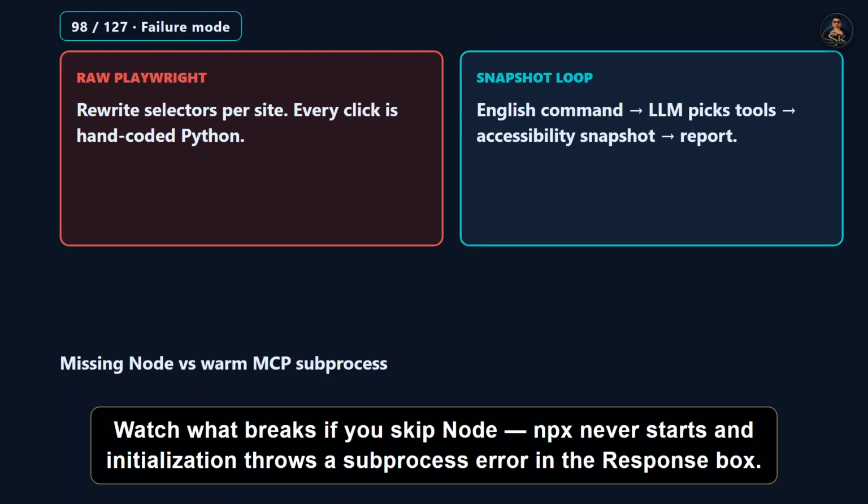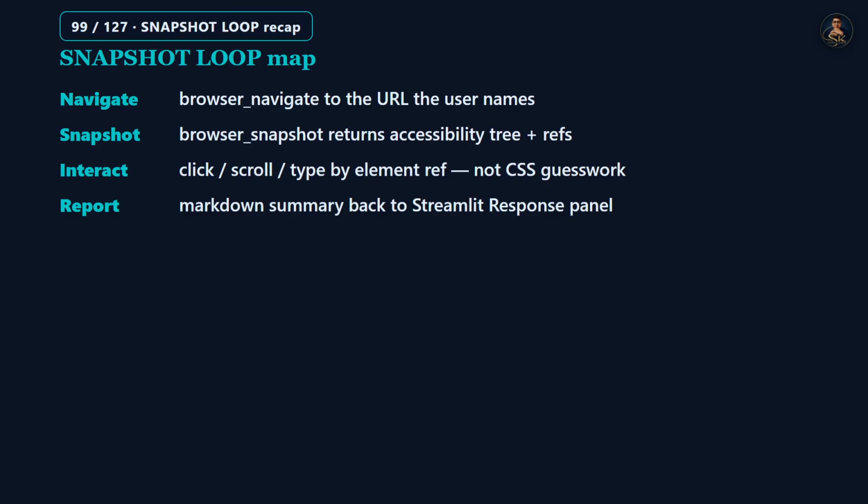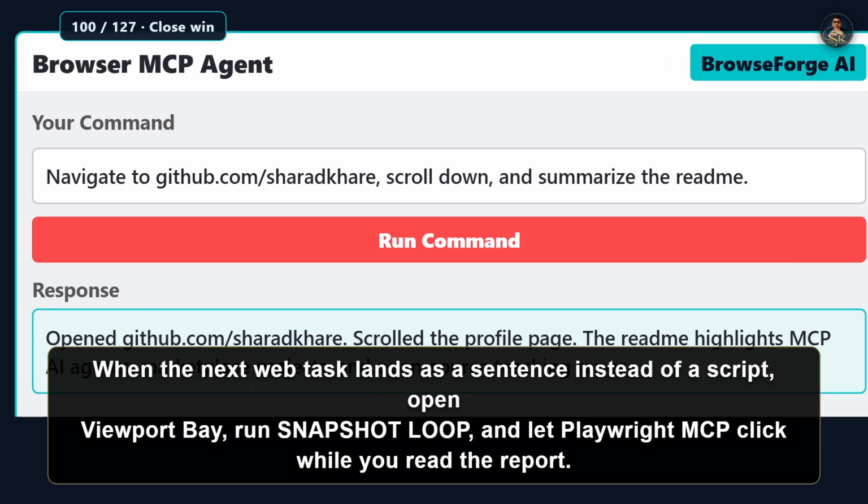Watch what breaks if you skip Node. NPX never starts and initialization throws a subprocess error in the response box. Snap a loop on one line: navigate, snapshot the accessibility tree, interact by ref, report markdown. That is BrowserForge. When the next web task lands as a sentence instead of a script, open the viewport, run the snapshot skill output, and let Playwright MCP click while you read the report.